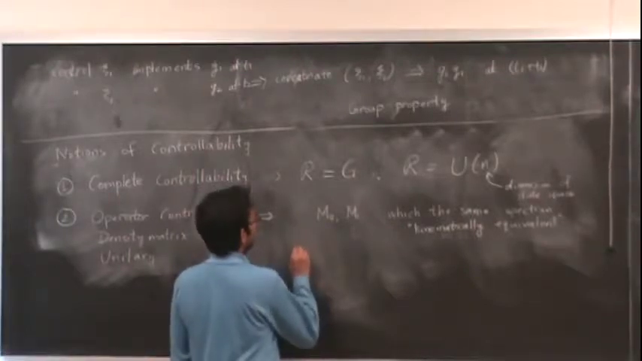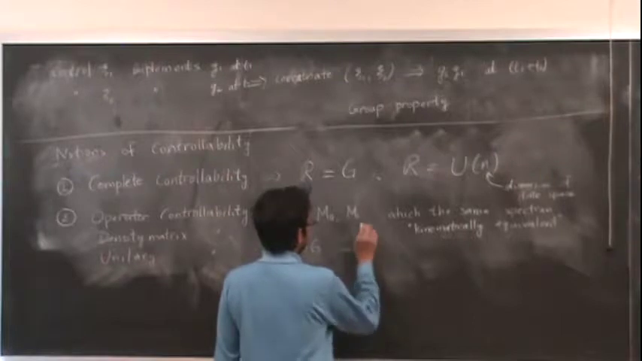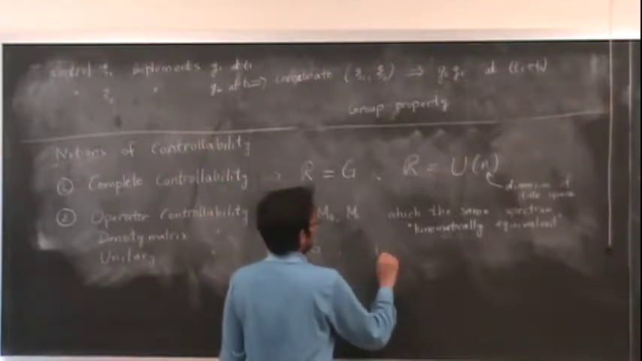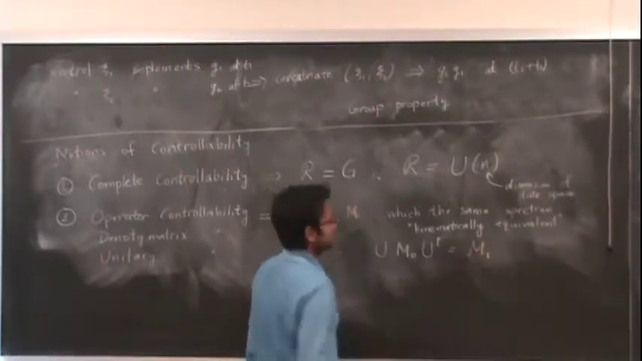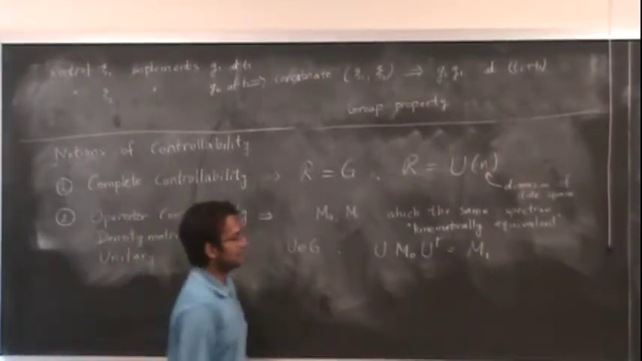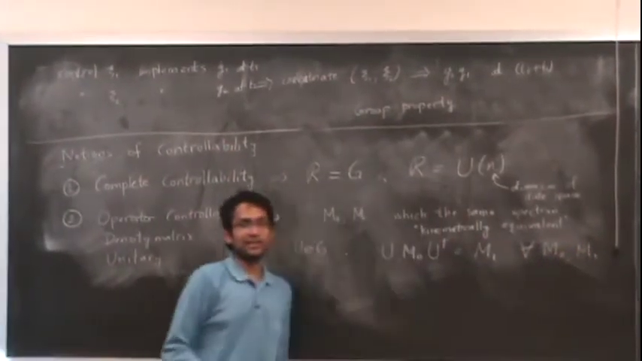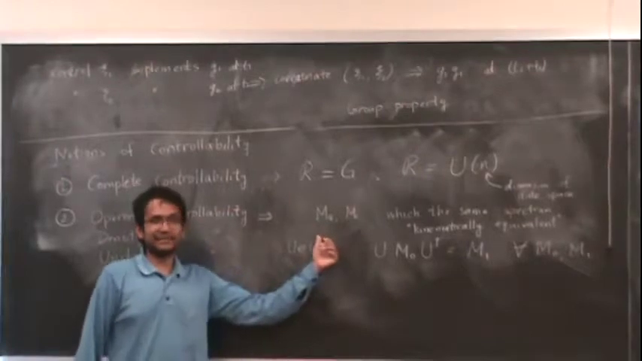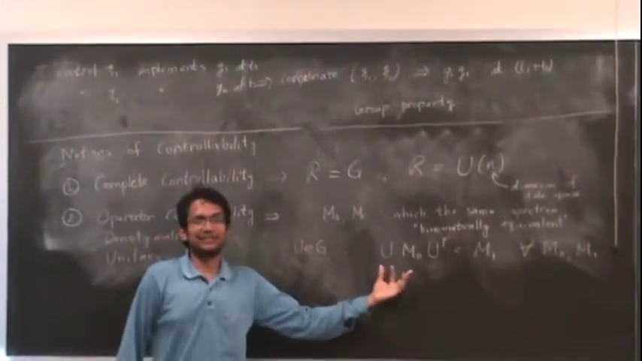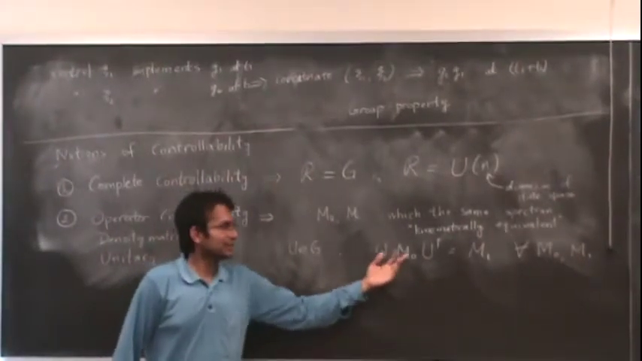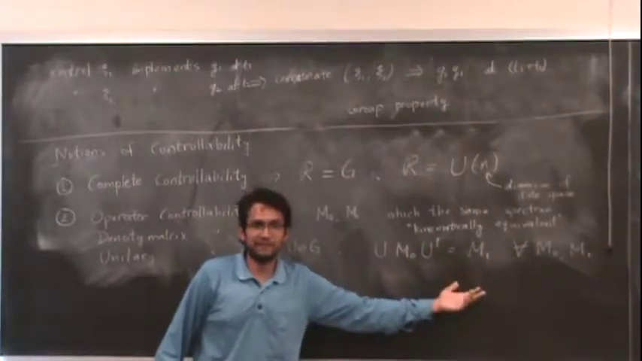I can find U belonging to G such that U M0 U dagger equals M1, for all M0 and M1, right? So what this means is I can take any matrix with a particular spectrum and find a group element that can do a similarity transformation on it to make it into any other matrix with the same spectrum, right?